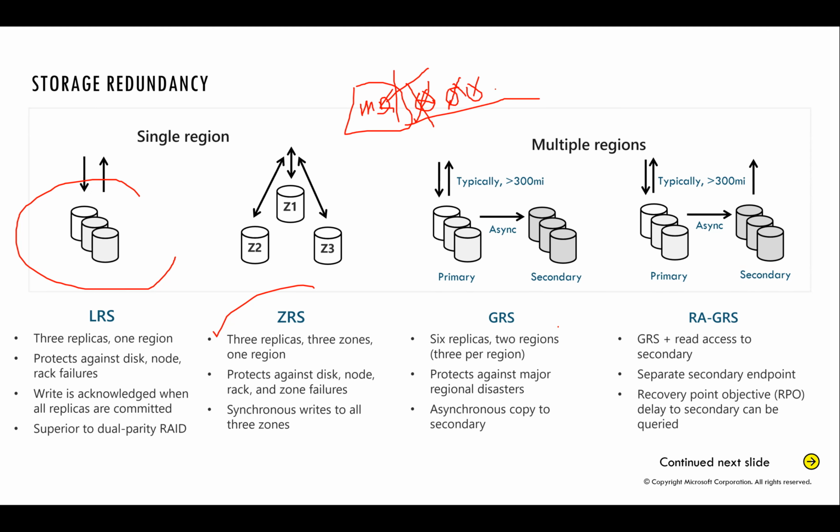So which means I am redundant to failures that could affect that particular data center or infrastructure, maybe power, cooling, or network connectivity. And this gives me up to 99.999999999%, that's about 11 nines availability.